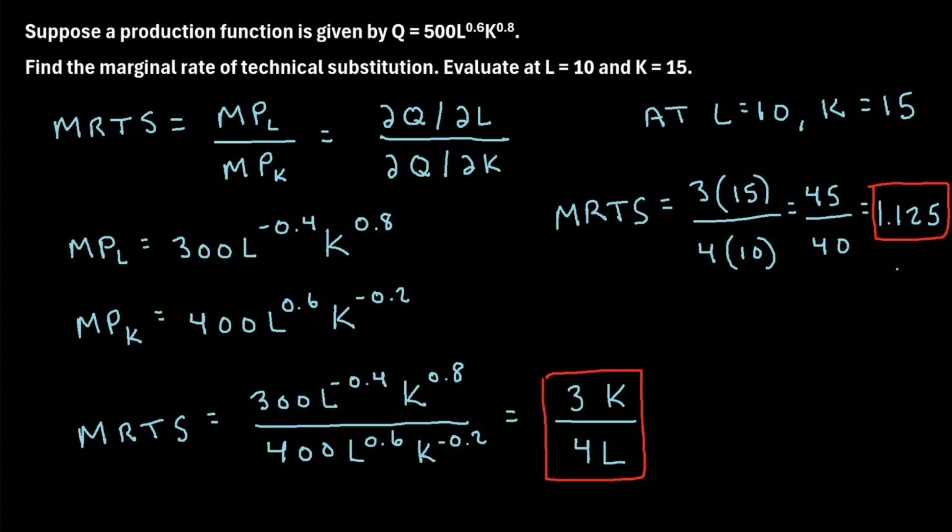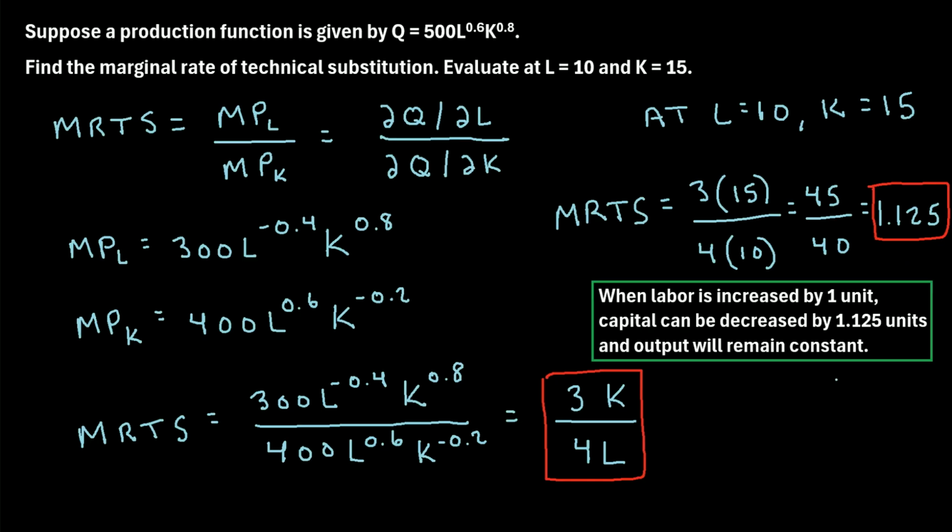Now, what does that actually mean? So here's what it means. When labor is increased by 1 unit, capital can be decreased by 1.125 units and output will remain constant. And that's the entire definition of marginal rate of technical substitution. When we increase one of our inputs by 1 unit, how much can we decrease the other input by and still maintain the same level of output? So that is how you can calculate the marginal rate of technical substitution when you are given a production function.